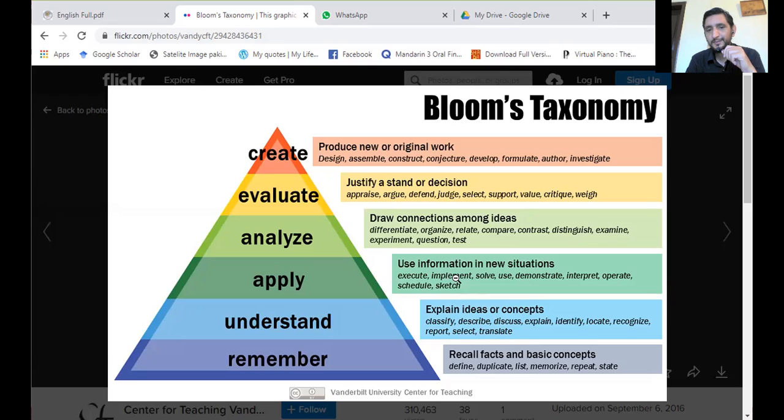Then comes the third level, which is application. The facts that you have memorized and the ideas that you have understood, you would be required to apply them in a certain different situation. So this is a basic skill for life. This is very important for every knowledgeable person, every person who has some kind of education, to demonstrate in real life.